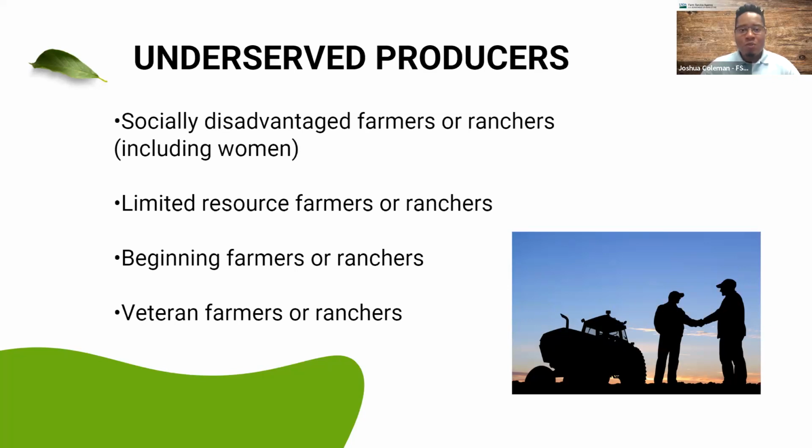A beginning farmer or rancher is one that has operated a farm or ranch for less than 10 years. A veteran farmer or rancher is one that either has not operated a farm or ranch for more than 10 years or has obtained their status as a veteran during the most recent 10-year period. That's generally the definition for individuals. Now, for those that operate as entities, such as an LLC or a partnership, at least 50% of the members of those entities must meet the applicable definition for them to meet the criteria for the underserved category.